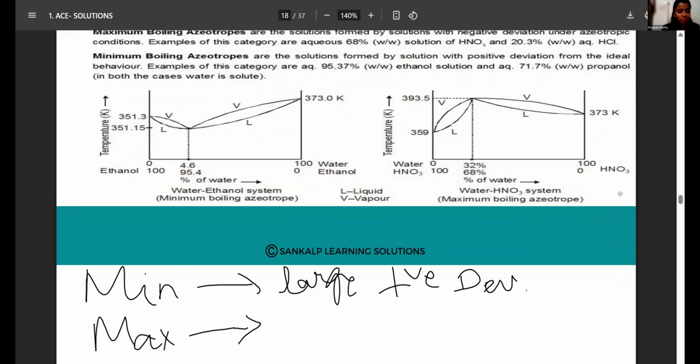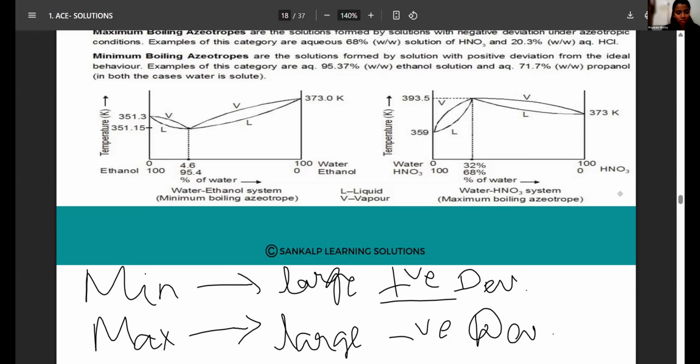And what is maximum? Maximum boiling azeotropes show the opposite: large negative deviation from Raoult's law at constant temperature, at a specific composition. So just remember it in simple words. What are minimum and maximum boiling azeotropes?